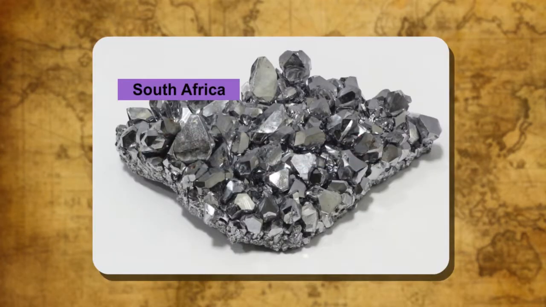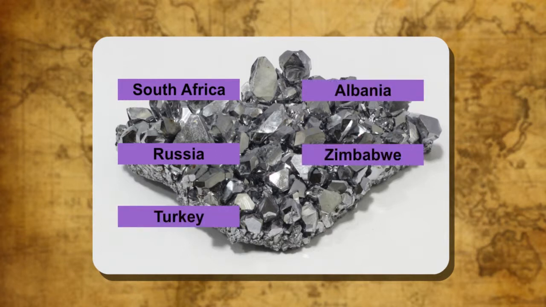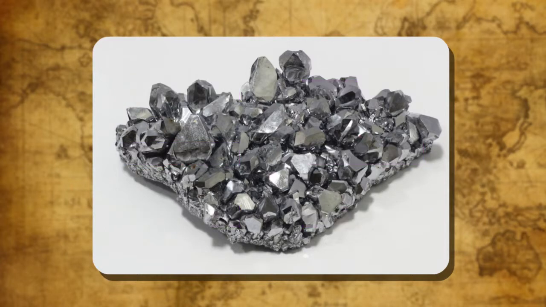Producing countries. South Africa, Russia, Turkey, Albania, Zimbabwe, India, etc. are the main producers of chromium. It is also produced in Brazil, Finland, and Philippines.